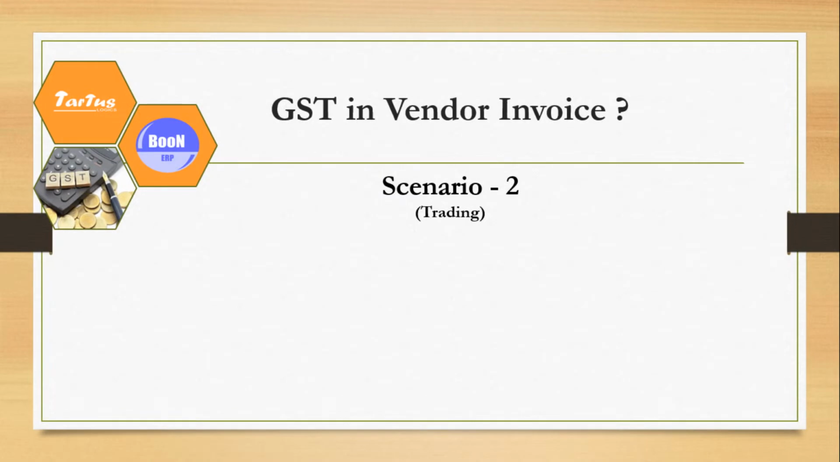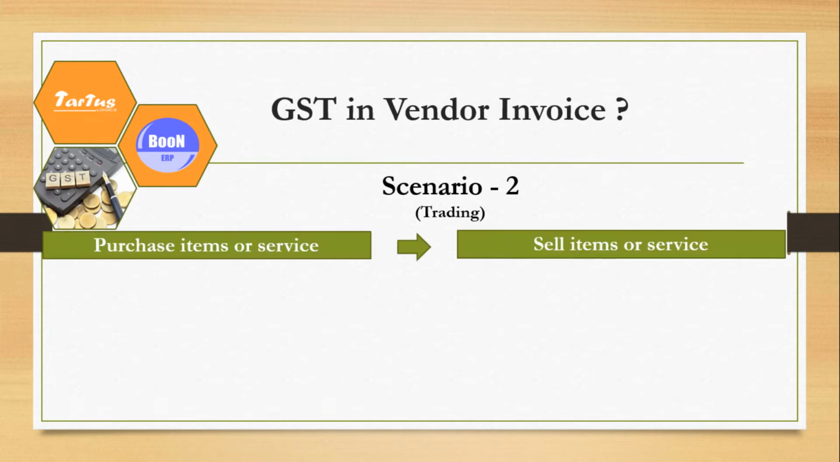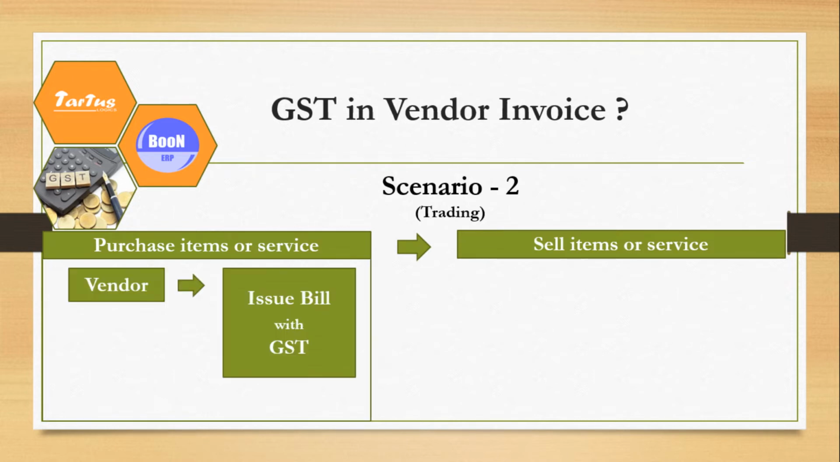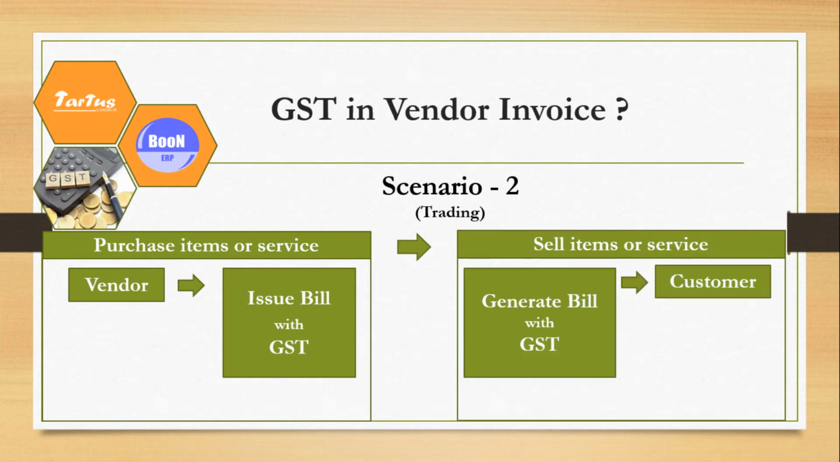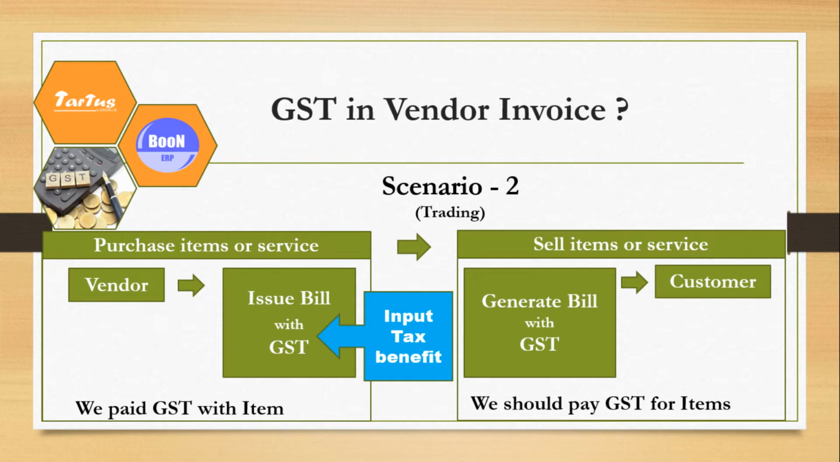Let us now consider the second scenario. Here we will discuss a trading scenario. We buy items or services and sell them to customers. In this scenario, our vendors charge GST in the bill which we have to pay. While we raise an invoice with GST to the customer, we collect GST and pay to the authority. Now GST is involved in buying and selling. That means double taxation. To overcome this, we can take benefit on input tax. This means while paying GST to the tax authority, we can adjust the tax on input items with the tax payables.